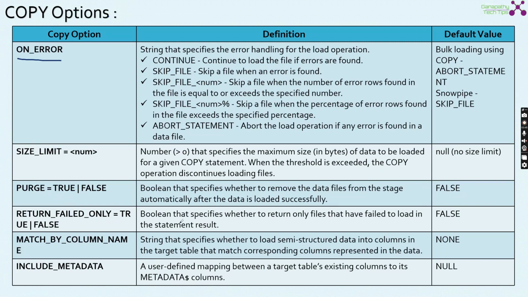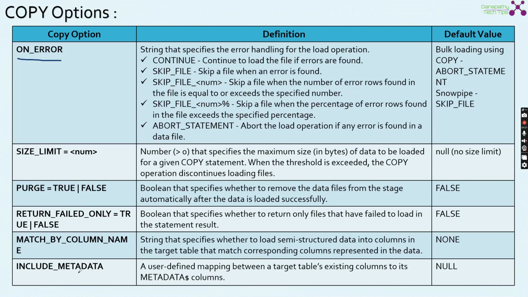Return failed only equal to true. Again a Boolean expression which specifies whether to return only files that have failed to load in the statement result. As simple as it is. Match by column name. String that specifies whether to load semi-structured data into the columns in the target table that match corresponding columns represented in the data. To make it very clear, you need to understand these statements very clearly. So this is very helpful in loading the semi-structured data with the right columns in the target table.